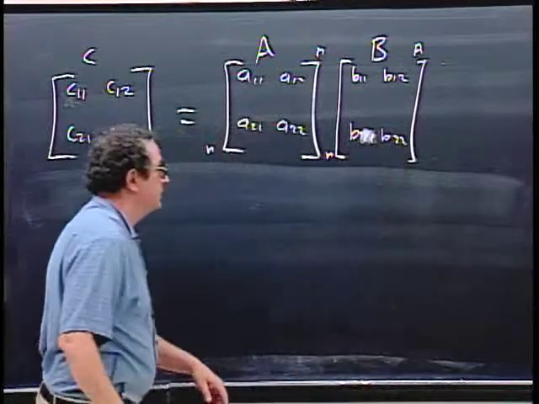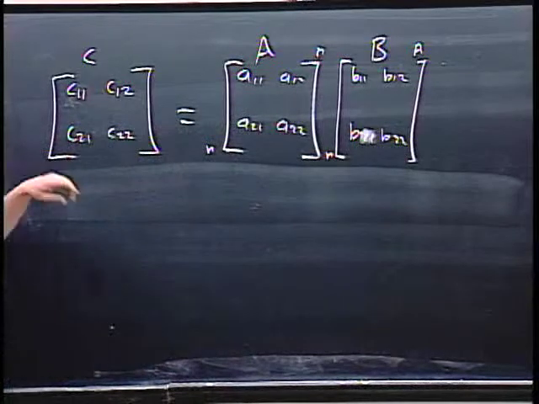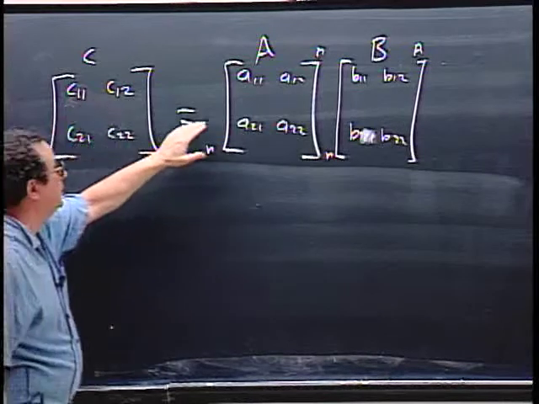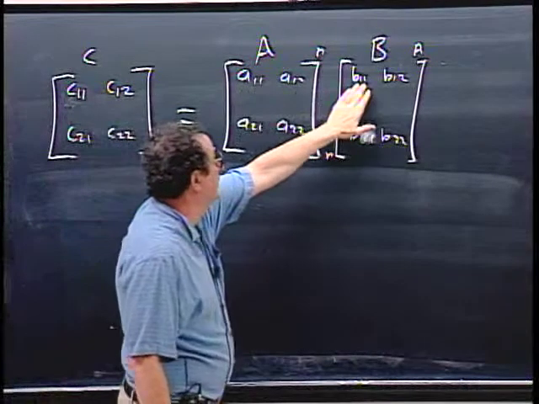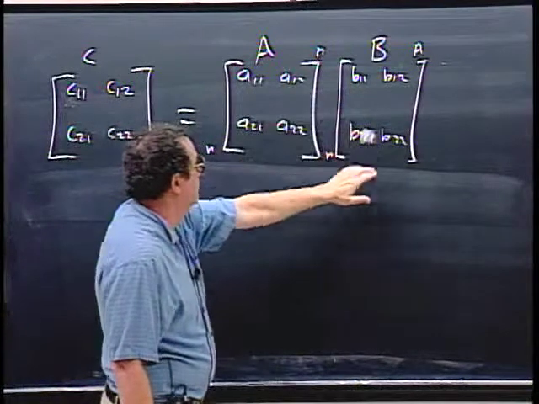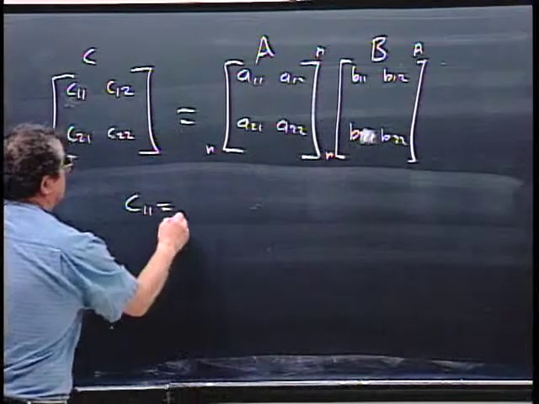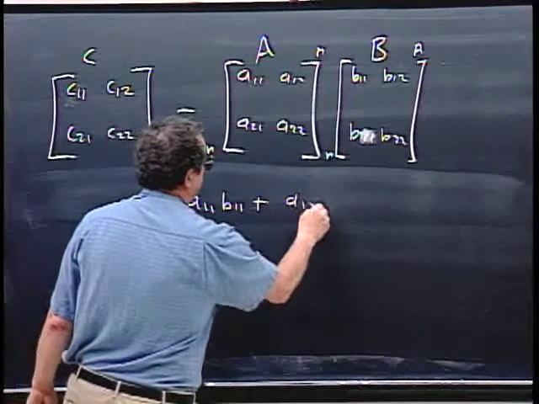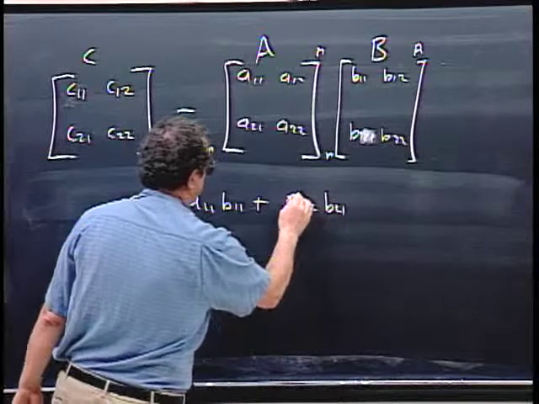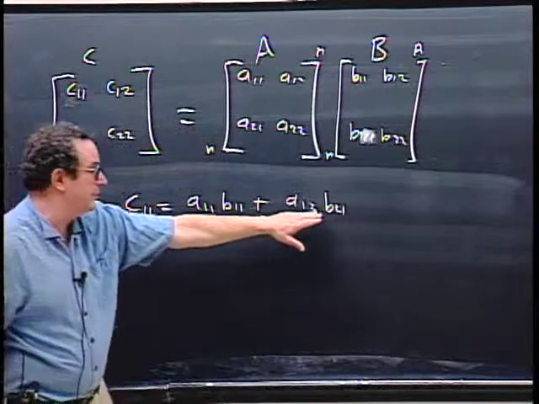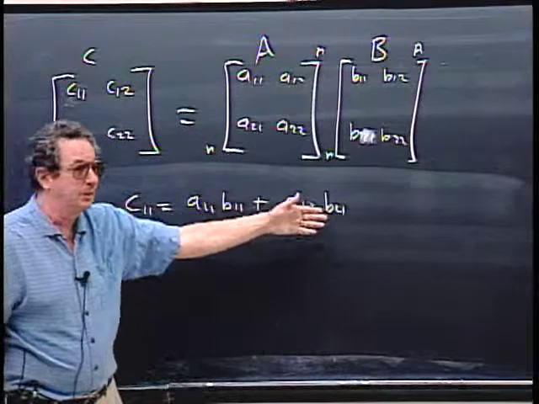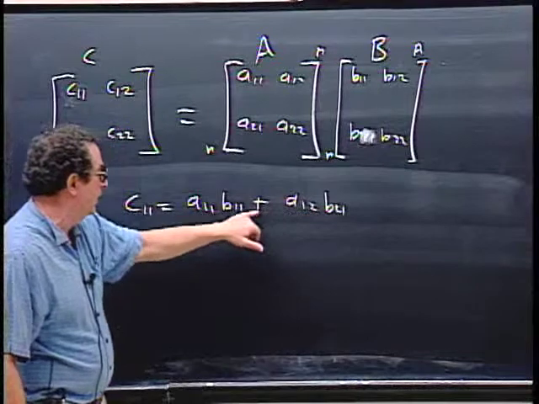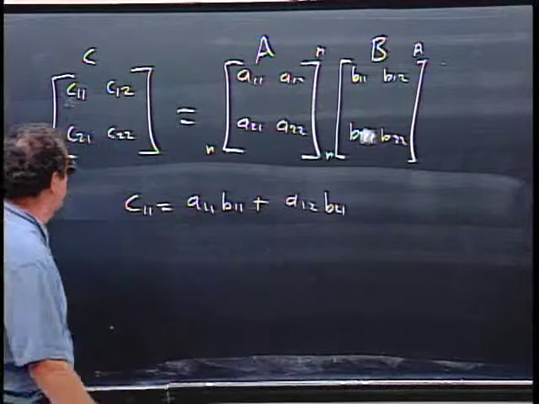Okay. So in a 2 by 2 matrix, let's look at the entry C11. C11 is A11 times B11 plus A12 times B21. So C11 is equal to A11 B11 plus A12 B21. Okay? So we have two scalar multiplications of the actual individual numbers, and one addition. So that's for a 2 by 2.